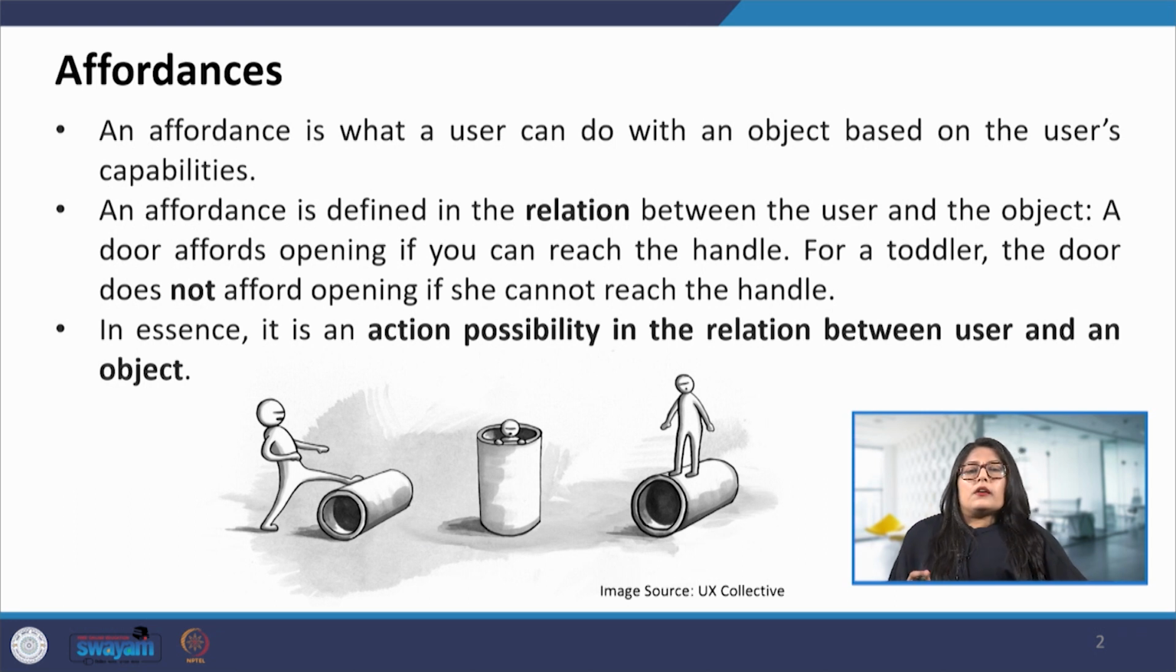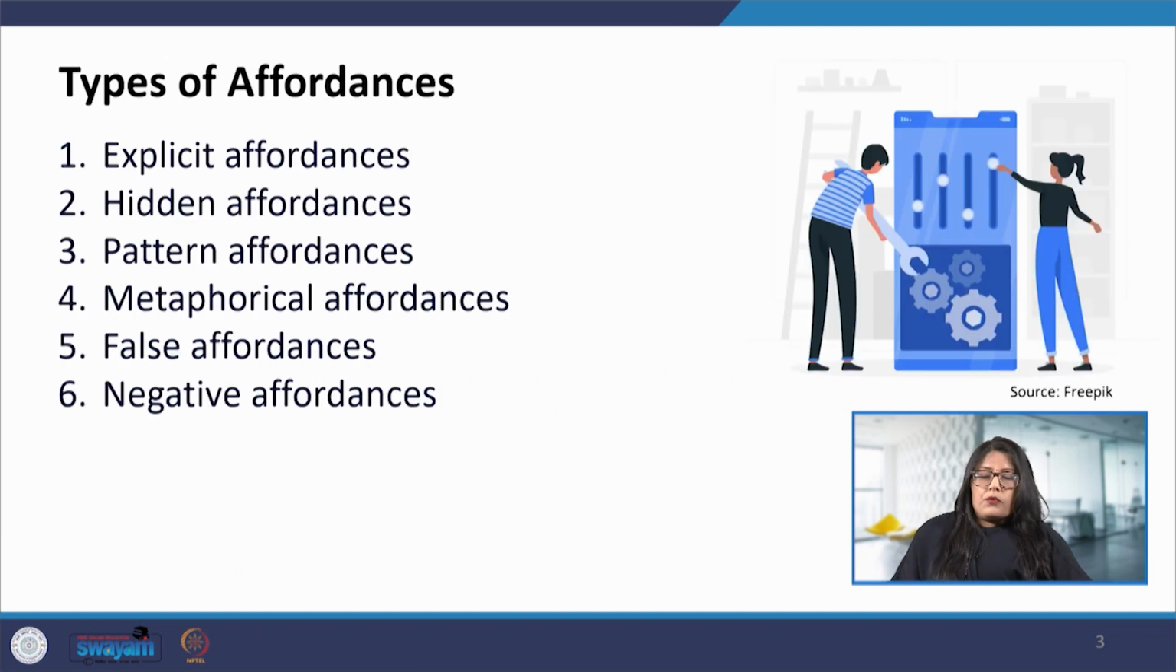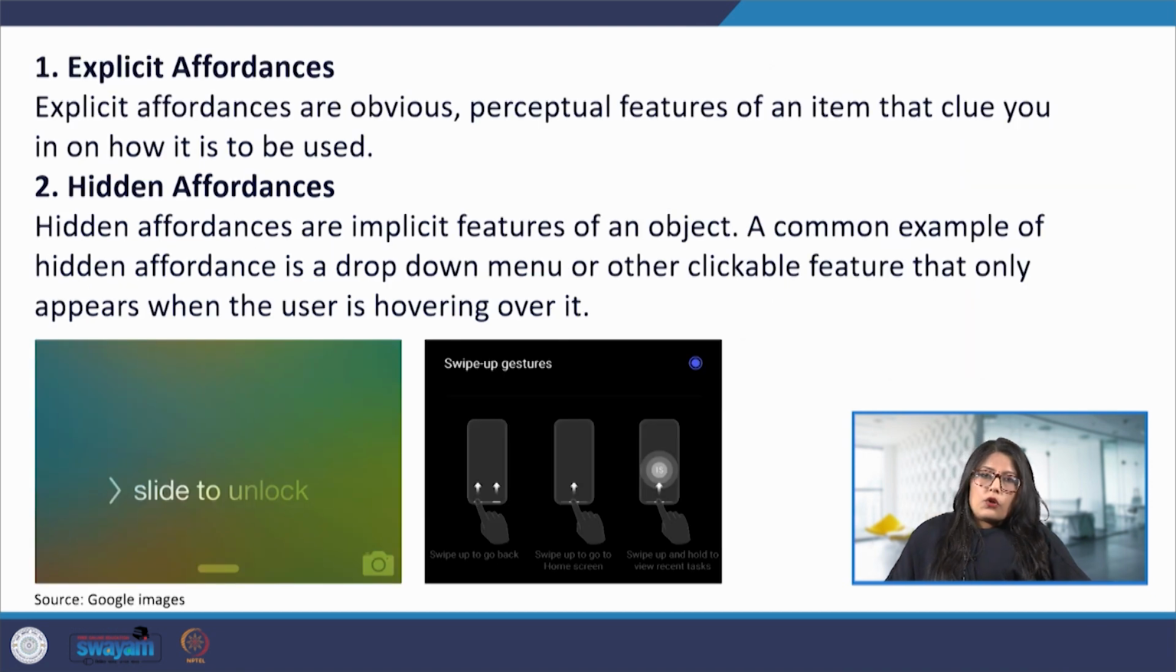Similarly in digital media, how the screen is communicating with the user has to be designed so that there is no miscommunication, and the user does not have a high cognitive load, and he or she is able to take their activities to fruition. Now there are several types of affordances: explicit, hidden, pattern, metaphorical, false and negative affordances. We will take a look at all of them quickly.